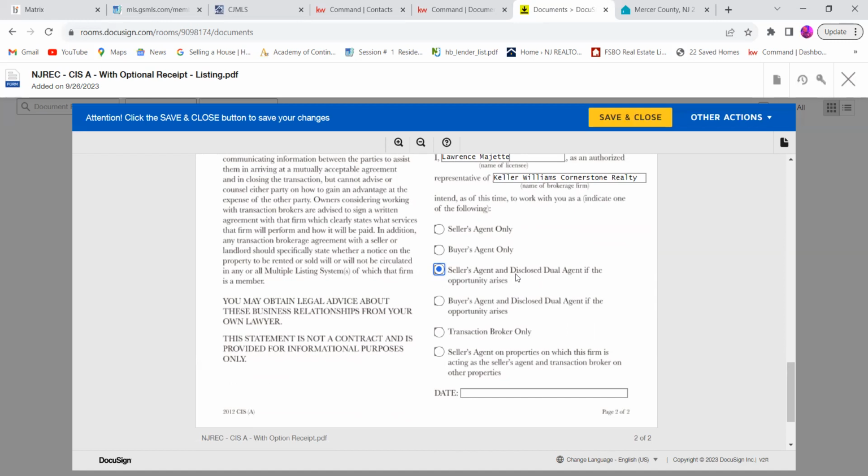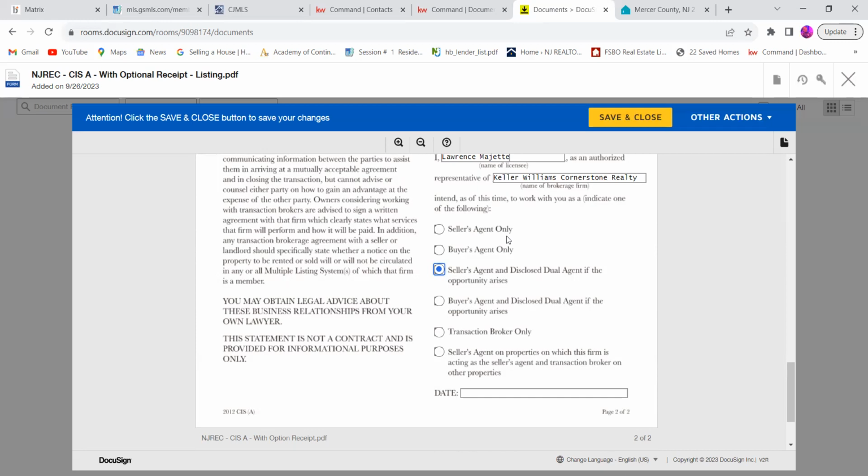Now, like I said, in the event that they don't want to sign this and they don't agree to you being a disclosed dual agent, then you would just hit seller's agent or buyer's agent only. And if the opportunity arises, there's nothing you could do about it besides refer that person to another agent. Hopefully it's someone in our office that you guys would think of, right? That would make the most sense.